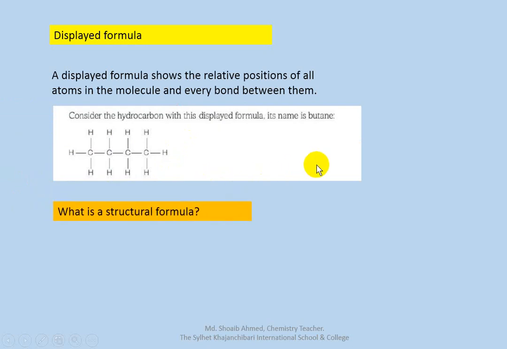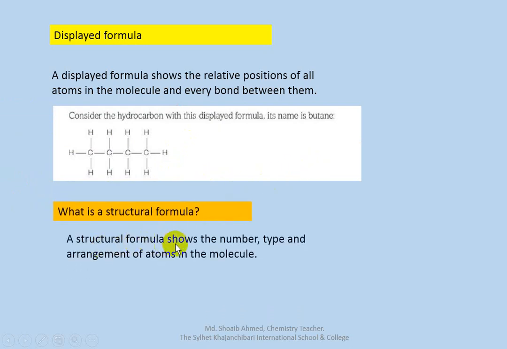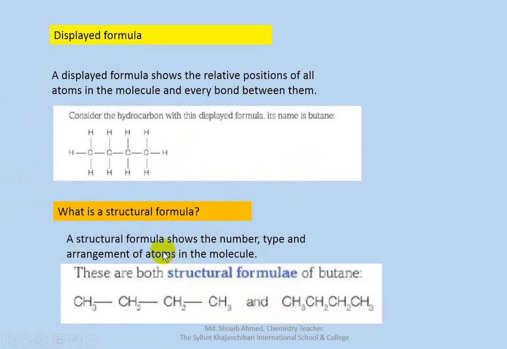Now the structural formula. A structural formula shows the number, type and arrangement of atoms in the molecule. This is the structural formula, or this is the condensed structural formula. These two ways we can write a structural formula.